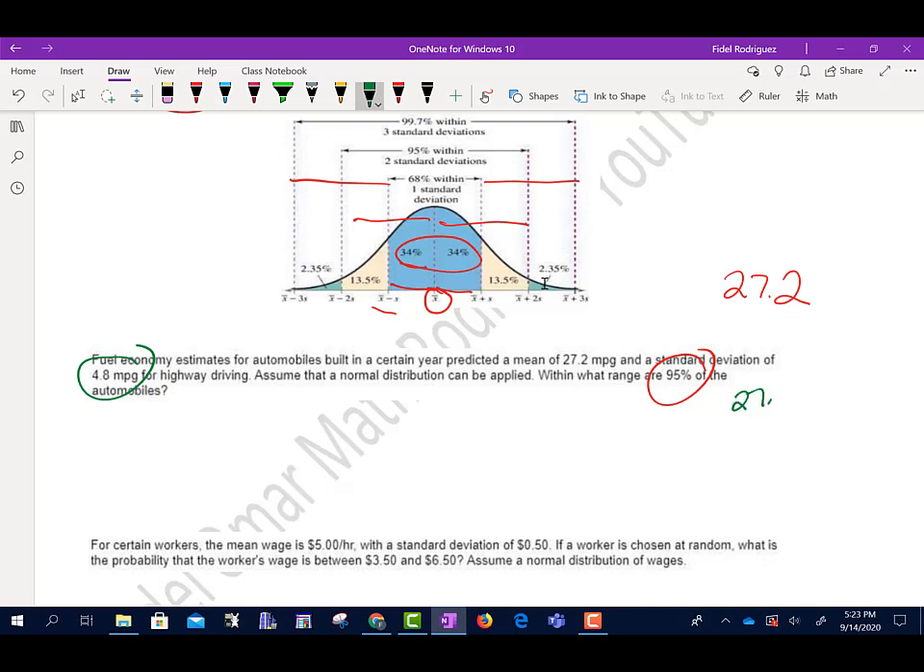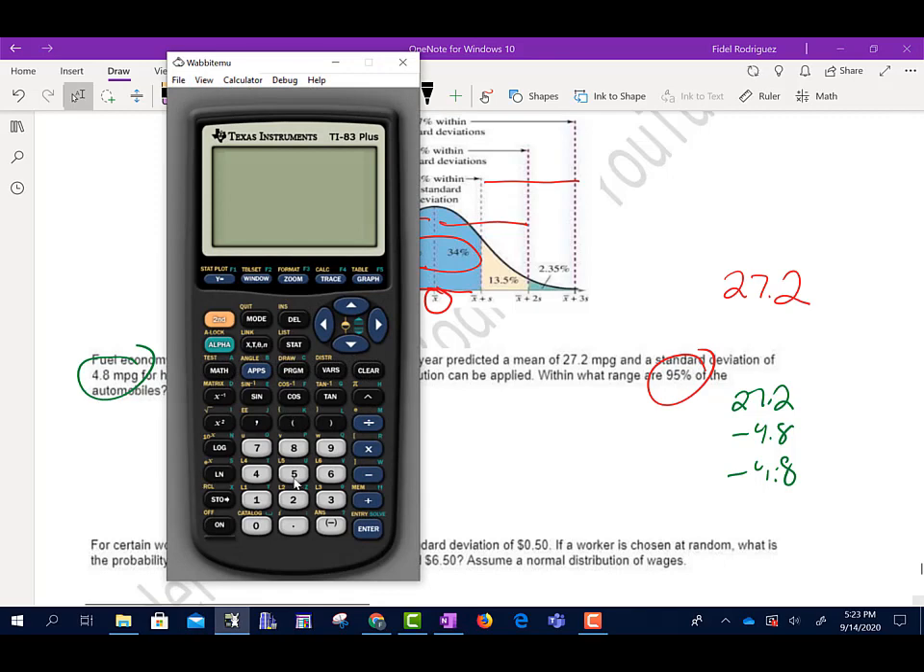So what I'm going to do is take 27.2 and subtract 4.8 twice from it, okay? Because I'm going to go 2 to the left and then I'm going to do the same thing but 2 to the right, okay? So what I mean by that is I'm going to take my calculator and say, what's 27.2 minus 4.8 minus another 4.8 because I got to do it twice. And that's going to give me 17.6.